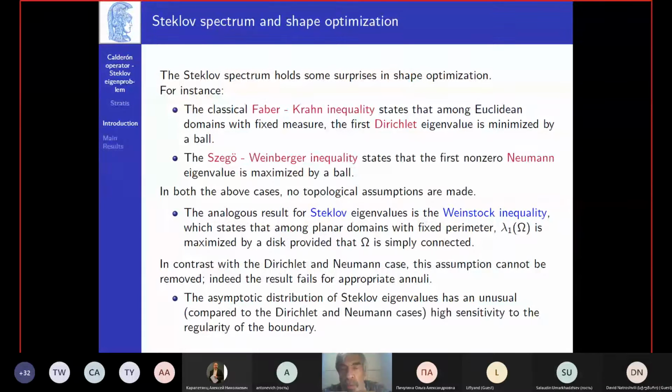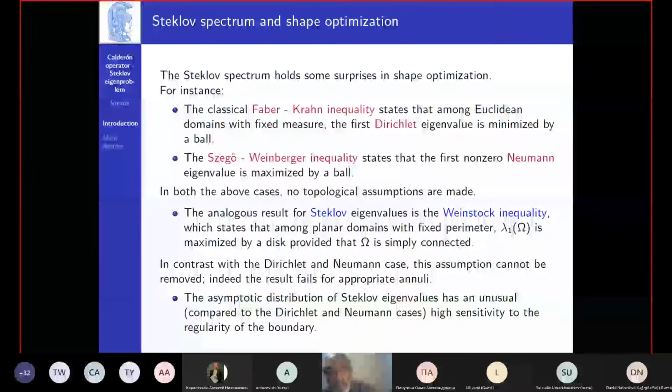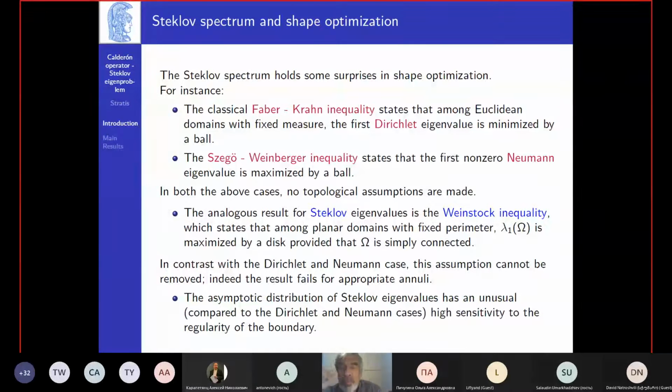There is an analogous result for the Steklov eigenvalues, the so-called Weinstock inequality. This states that among planar domains with fixed perimeter, the first eigenvalue is maximized by a disk, but not always, provided that omega is simply connected. And this is a crucial assumption, and it has been proved, for example, that for appropriate annuli, this result fails. So when simple connectedness is no longer valid, the result does not hold. Another comment is that the asymptotic distribution of Steklov eigenvalues is very sensitive to the regularity of the boundary. Unusually sensitive, I would say.